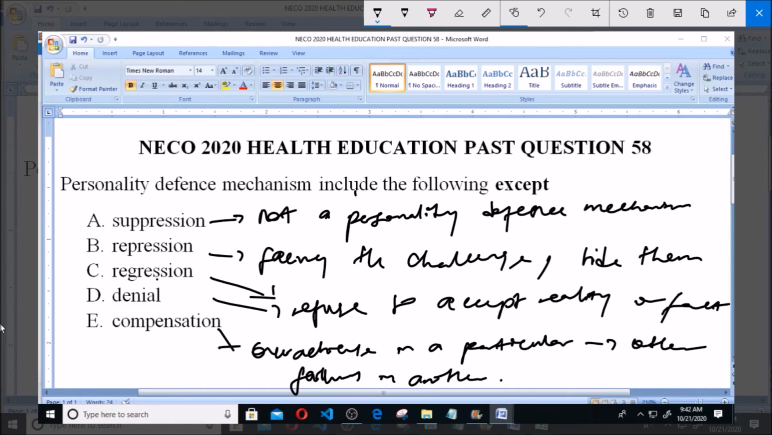So from this brief explanation, you see that repression, regression, denial, and compensation are all personality defense mechanisms. But suppression is not a personality defense mechanism, because suppression simply means that one succumbs to such anxiety or challenge, that is, one gives up to such challenge, and so therefore it is not a personality defense mechanism.